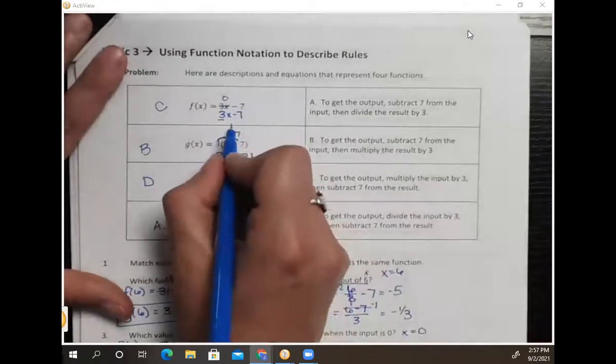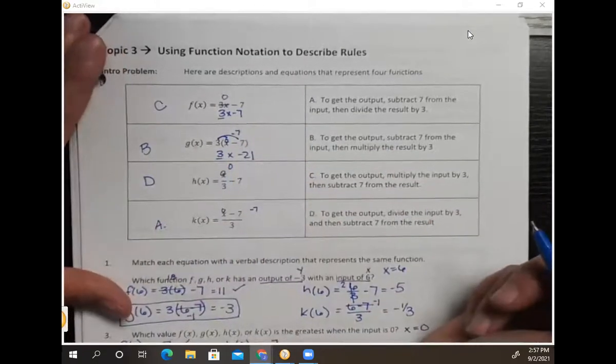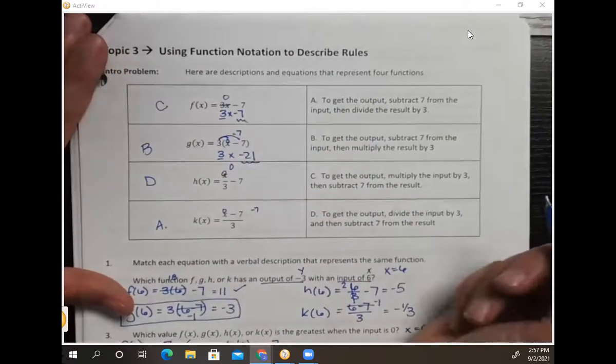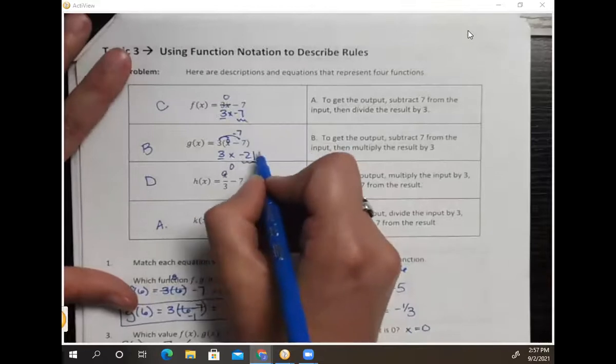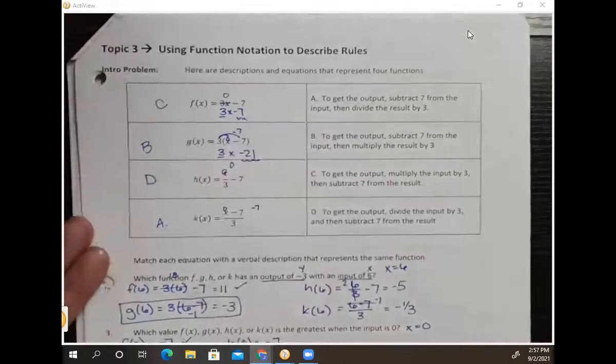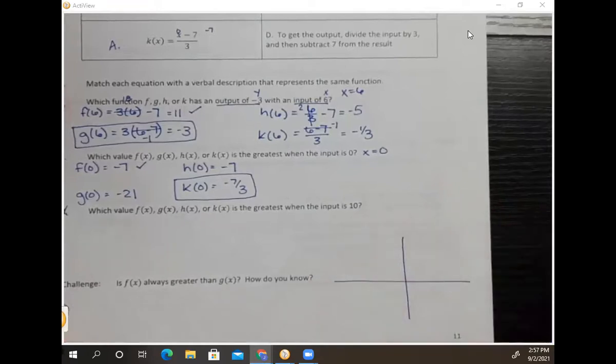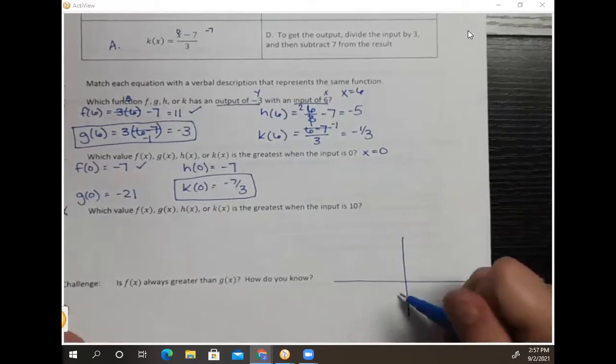What do you notice about the slopes here? They're the same. What do you notice about the y-intercept? They're different, right? This y-intercept is much lower than this y-intercept. So if I were to think about the graph of these, they're going to have the same slope. Lines with the same slope, we have a special name for it. What do we call them? Parallel, yeah. So I've got parallel lines.